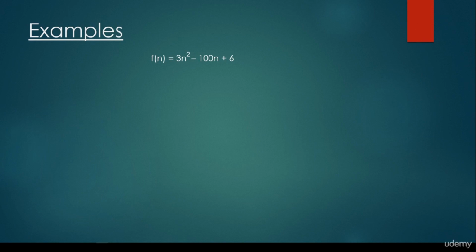Hi, in this video we are going to talk about concrete examples for analyzing running time complexities, and here we are going to focus on the three notations. So let's suppose that we have a function f(n) equal to 3 times n squared minus 100 times n plus 6. Let's prove that f(n) is equal to O(n squared).